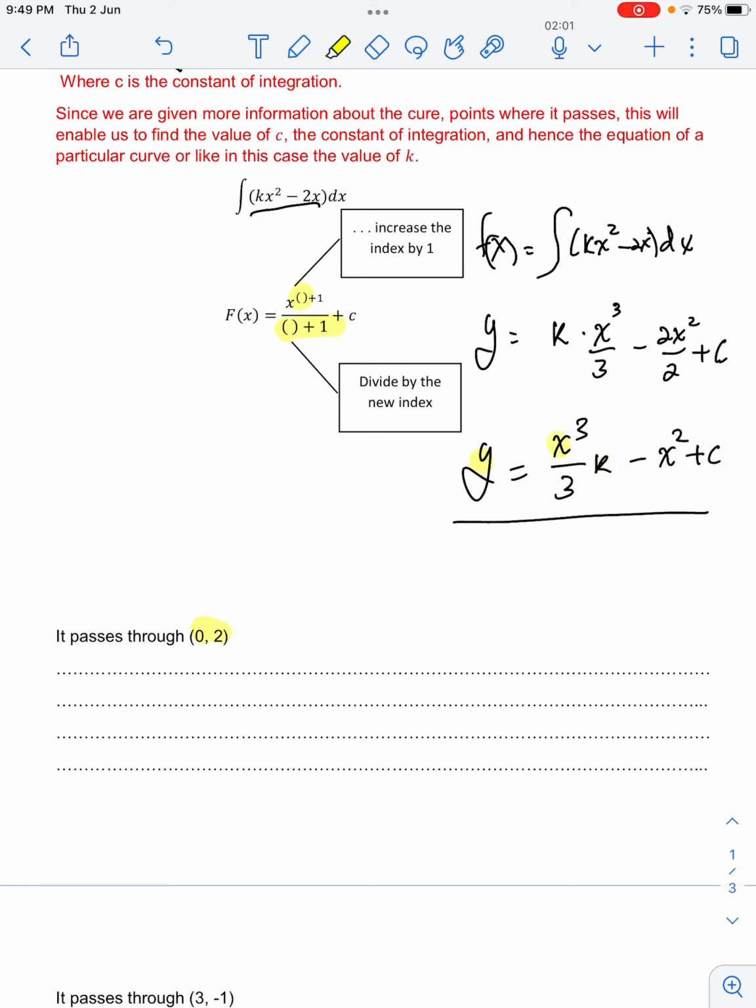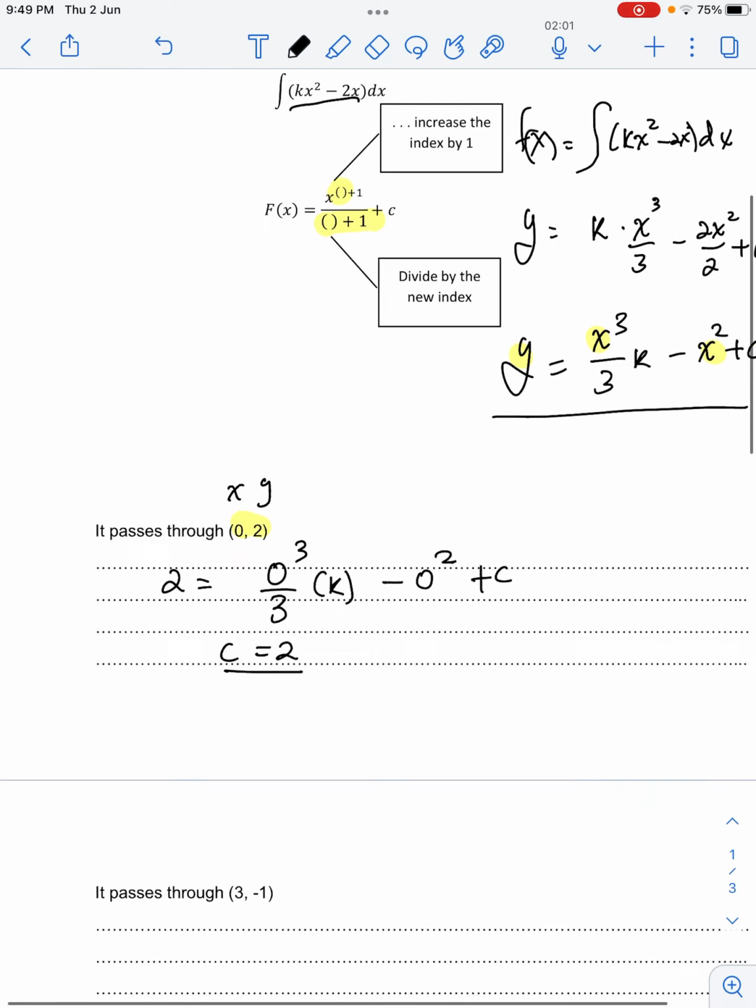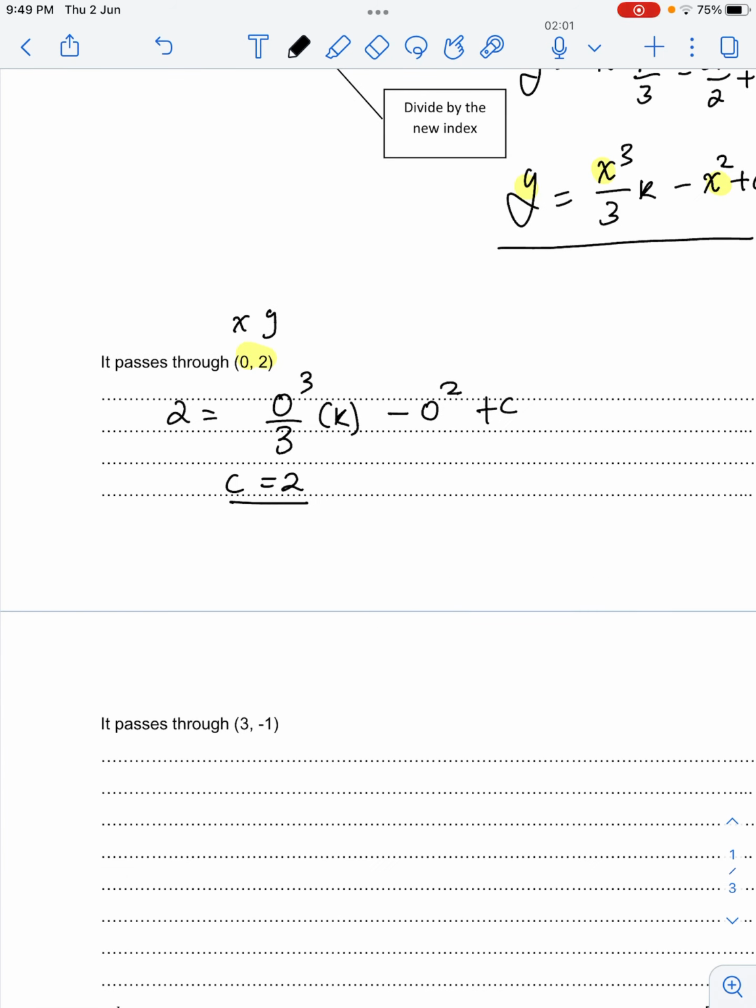function. So that means everywhere with an x, I'm going to replace it with 0. So that means I'm going to have y, because that's x and that's y. Y is 2, x is 0 times k minus 0 squared plus c. Well, this is going to give you c equals to 2, okay? Because those zeros just cancel out there.